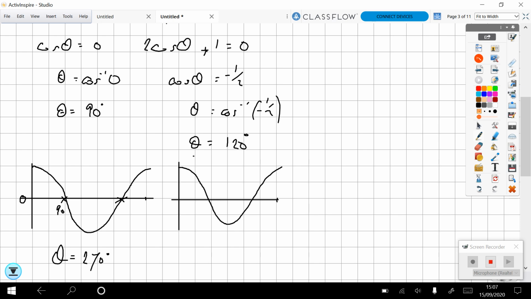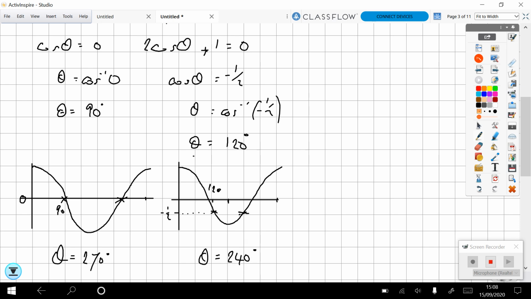Here, cos of theta equals negative a half. Negative a half is about there. And so the solutions I'm looking for are in these two places here. That's 180 degrees in the middle. So there's my 120 degree calculator solution. And there's a 60 degree gap up to the 180 middle, and another 60 further on from 180 makes 240. So I reckon 240 degrees.